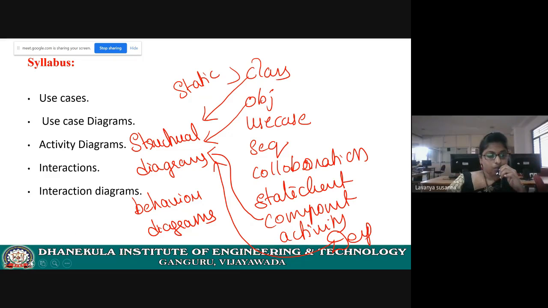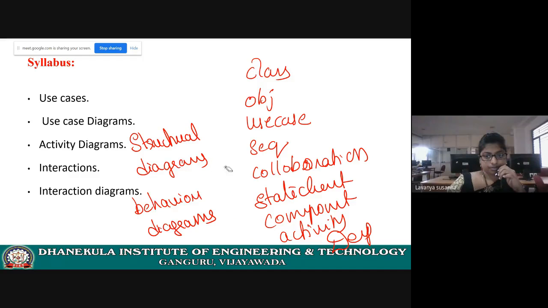Now let us see what are behavioral diagrams. 1 second, I will erase all these things. Okay, now let us see which diagrams belong to behavioral diagrams. Use case diagram is a behavioral diagram. It is a dynamic one. Behavioral diagrams are nothing but dynamic parts, dynamic view. Sequence diagram is a behavioral diagram. Collaboration diagram is a behavioral diagram. State chart is a behavioral diagram. Activity is a behavioral diagram.